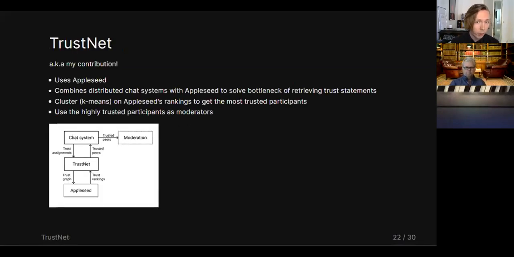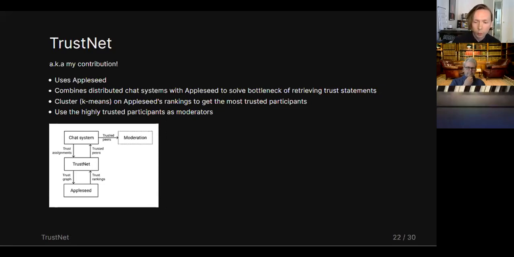Which is where my work comes in. So TrustNet uses Appleseed to compute trust rankings. And to be clear, I dug up Appleseed as part of my literature research and then implemented it from scratch during the thesis. It also combines distributed chat systems with Appleseed to solve this bottleneck of retrieving trust statements, because with distributed chat systems, all of the information is on your computer. So you're just reading directly from your computer, which is really fast.